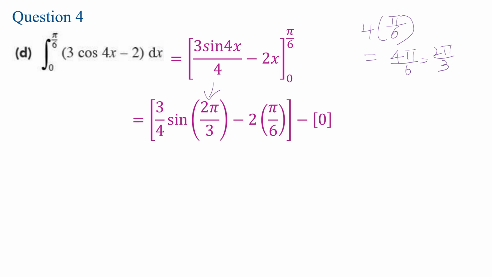Okay, right. And then how do I get this? Because when I substitute your x to be 0, I will end up getting 3 sine 0 over 4 minus 2 times 0. And of course, sine 0 is 0. So 0 minus 0 will give you 0. So that explains my 0 here.